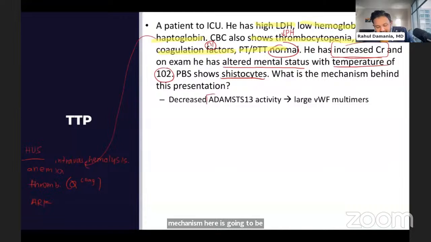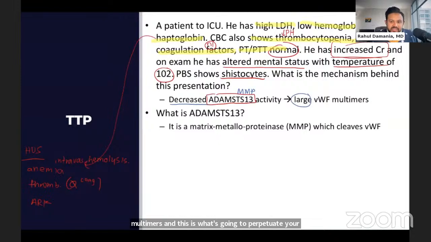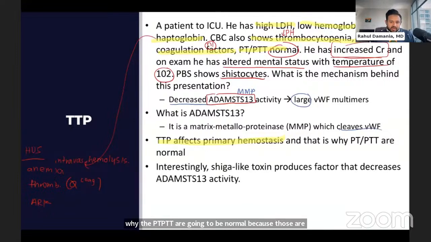Now, remember, ADAMTS13 is going to be very high yield on NBME questions, a matrix metalloprotease. And typically, ADAMTS13 normally is going to cleave von Willebrand factor. If you are going to have TTP, you have decreased ADAMTS13, and as a result, you have large von Willebrand multimers, and this is what's going to perpetuate your microvascular disease. So ADAMTS13 is a matrix metalloprotease, which normally cleaves von Willebrand factor. TTP is going to affect primary hemostasis, and that is why the PT, PTT are going to be normal, because those are going to be secondary hemostasis related.